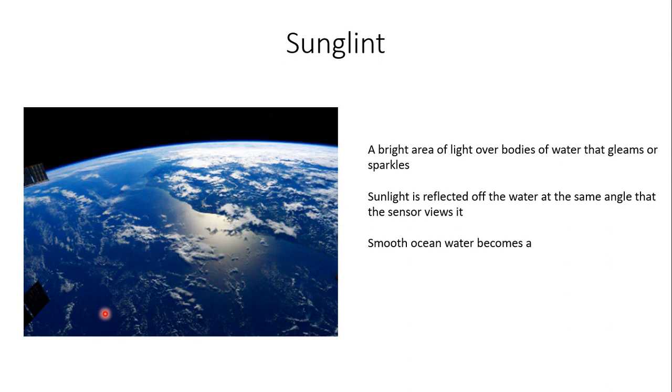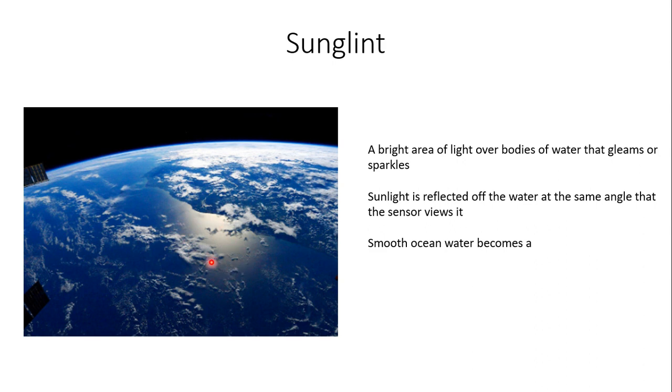Another interesting feature on satellite imagery that we can determine and see is what's known as sunglint. Now, sunglint occurs as sunlight is reflected off the water at the same angle that the satellite sensor is viewing it. A bright area of light over bodies of water that gleams or sparkles. So in this particular example on the left, you notice this brighter coloring here over the ocean. This would be your sunglint. This generally will move from east to west. If I were to put this in motion, the sunglint is going to move from east to west, and it generally indicates the location where the sun is directly overhead.